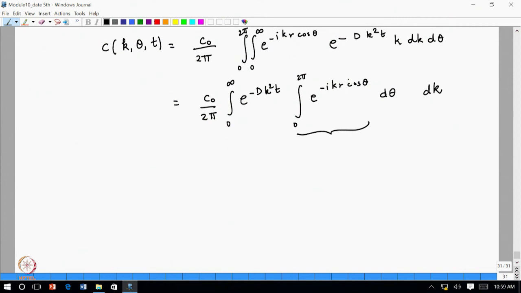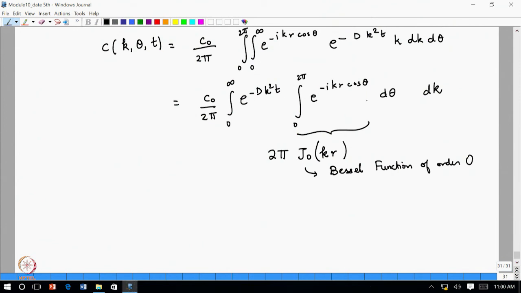And what you can show is that this whole integral is a function of k and r. In fact, it's a function of k r together. And you can show that this is exactly equal to 2 pi J0 of k r, where J0 is this Bessel function. You can actually work this out. You can show that J0 of kr can be written in this form.